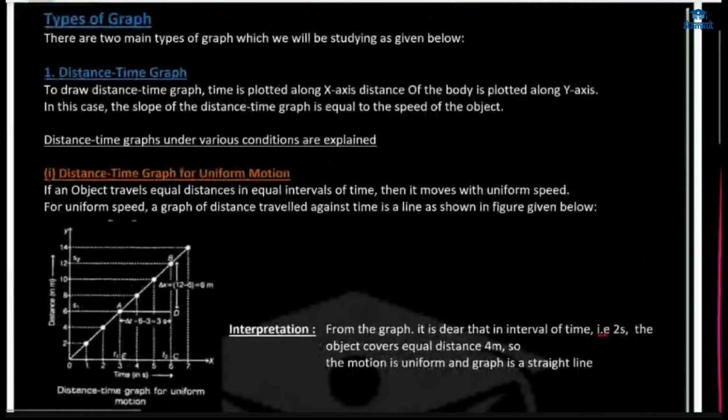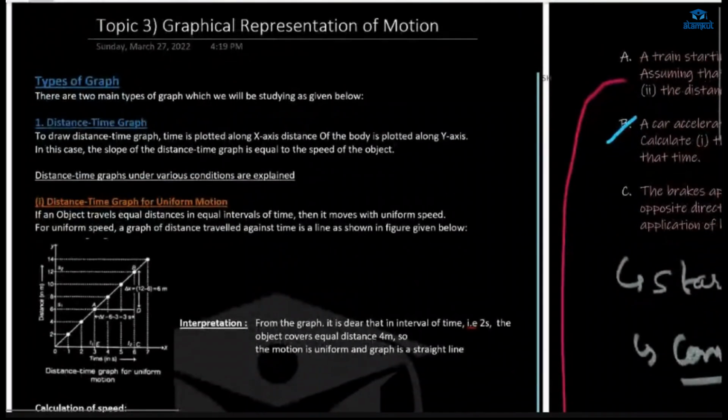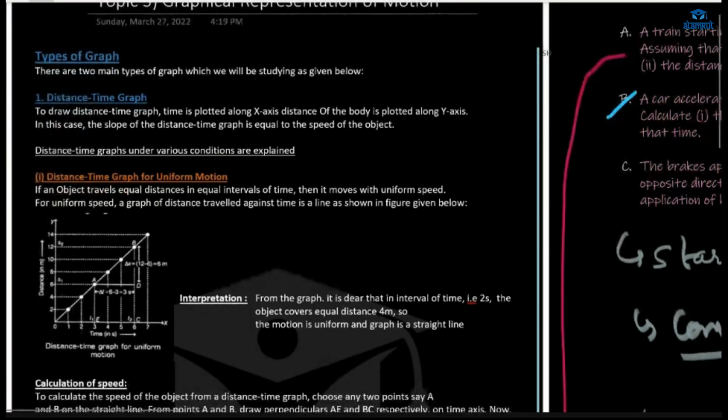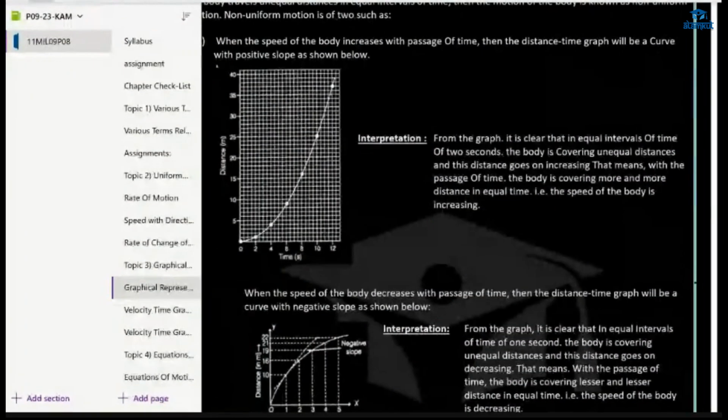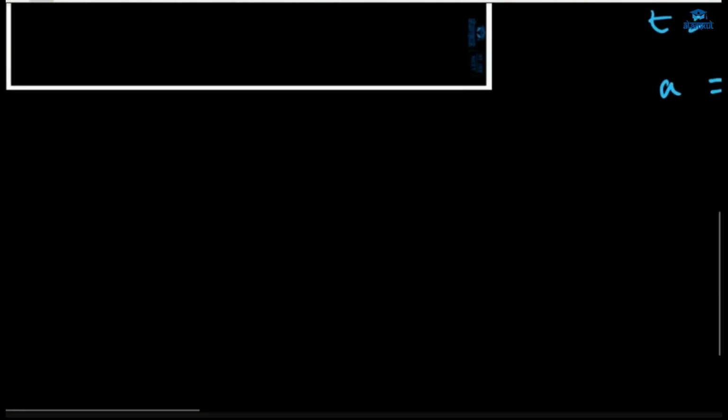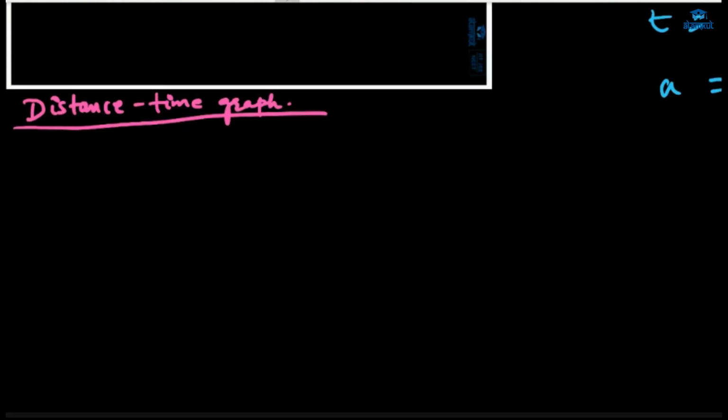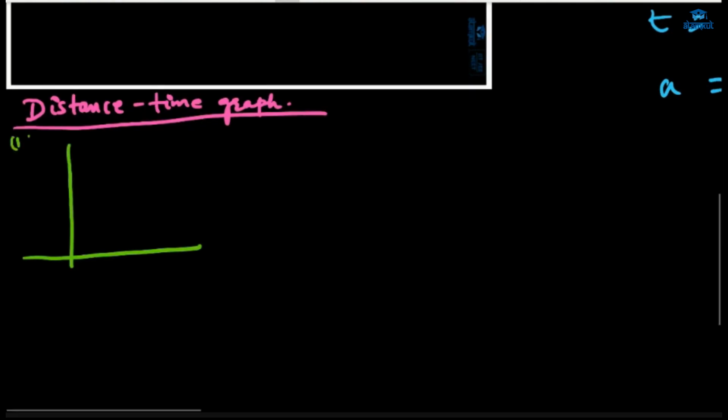Okay. So now we will see graphical representation of motion. Graphical representation of motion is very interesting. First, we will see distance time graph. First case, distance time graph. Okay, time is always taken in the x-axis.